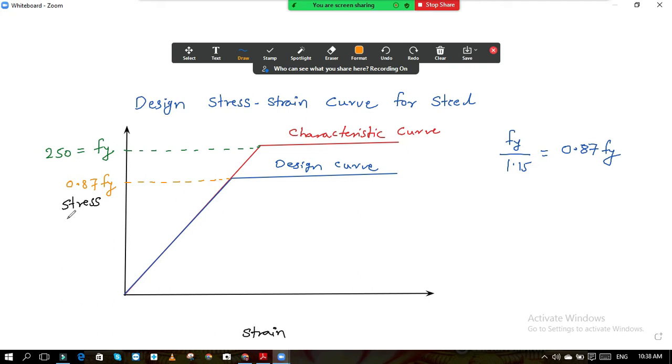Whenever we calculate Tu, if you remember, what was our formula? It is 0.87 Fy into Ast. Tu is nothing but force.